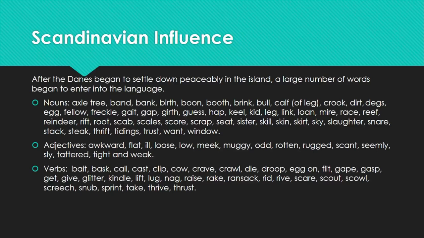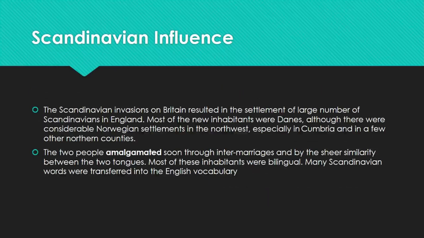So this brings us to the end of the class. So I'll once again recap Scandinavian influence. So basically, during the Scandinavian invasions, a large number of Scandinavians settled down in different parts of England. Mostly Danes and Norwegians in northwest of England, especially in places like Cumbria. And these two peoples amalgamated. There were a lot of intermarriages.